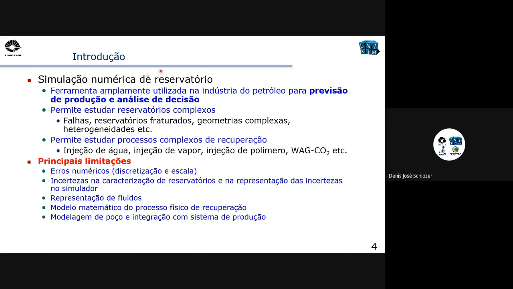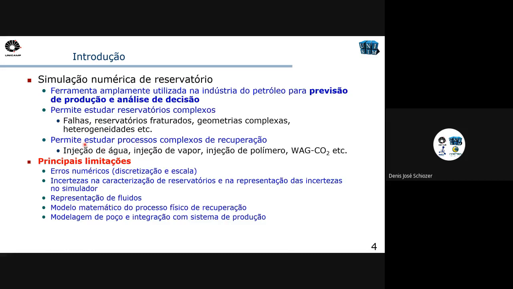And in order to build these simulation models to do these things, first of all, we need to represent these complex geometries that we observe in real reservoirs. Like we have faults, we have fractures, we have complex geometry, heterogeneities, especially these carbonate reservoir fields that we have in the pre-salt, and even in other countries that you may have observed before. They are very complex, and we have to represent these in numerical models. We are going to learn how to do that in this course.